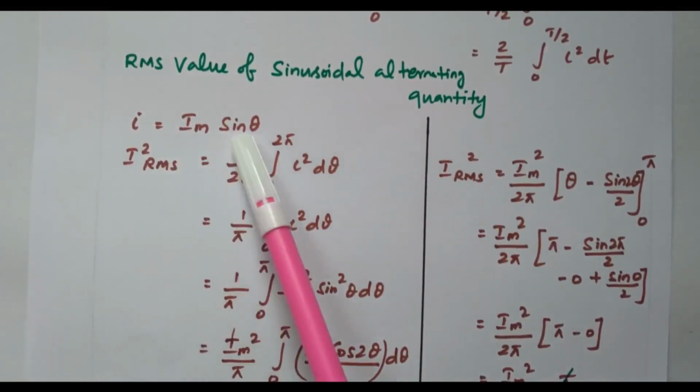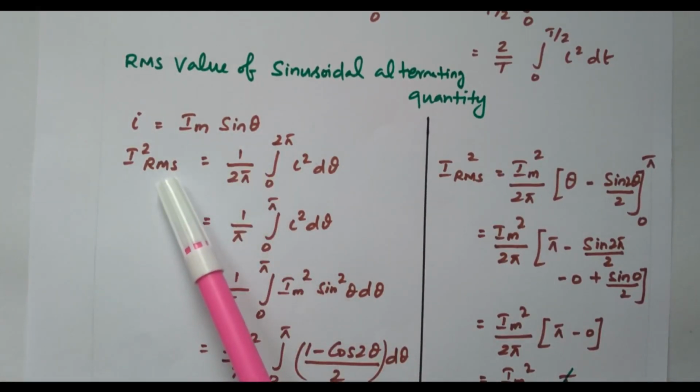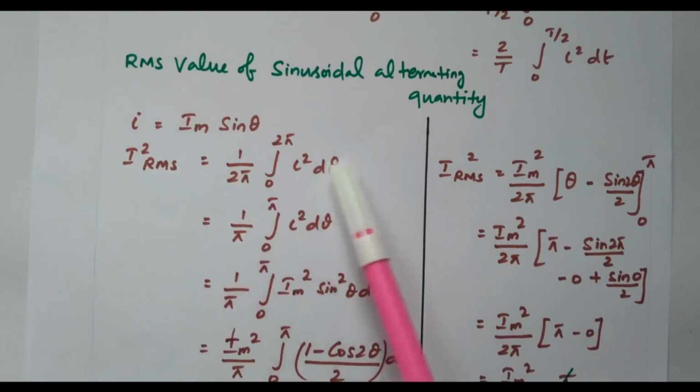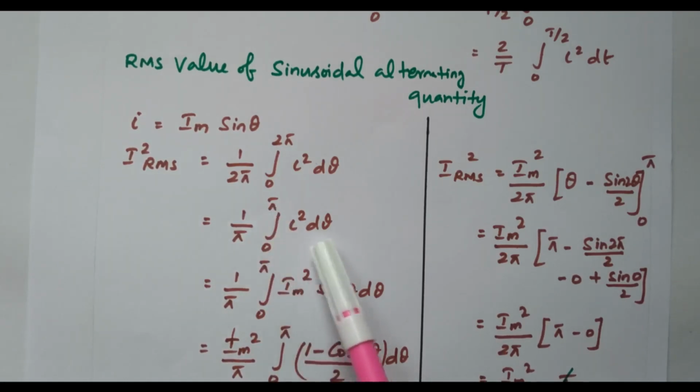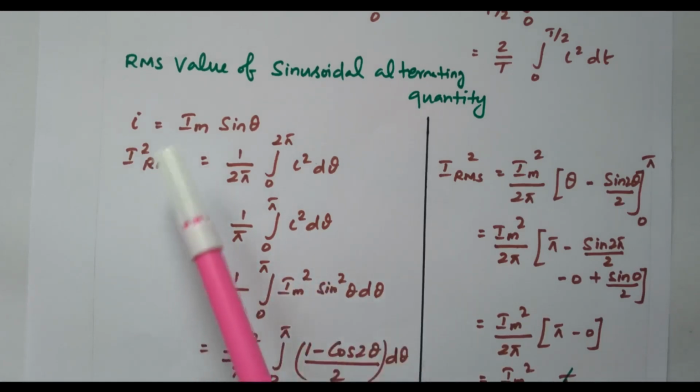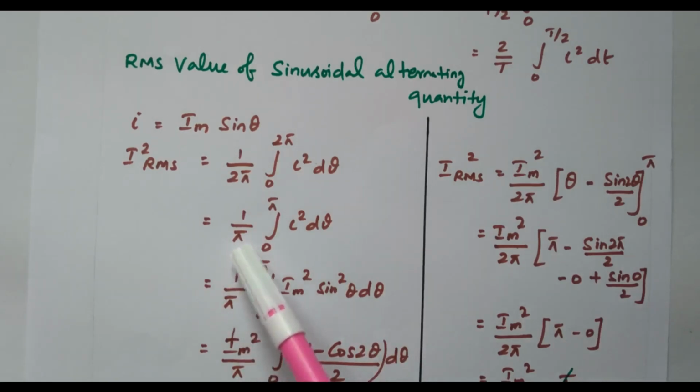So I equals Im sin theta. We already discussed. So I RMS square: here the square is done on both sides, so the negative becomes positive. 1 by 2 pi, integral 0 to 2 pi, I square d theta. But here only 1 by pi is enough, right, because it is a symmetrical value. So 1 by pi, integral 0 to pi, I square d theta. I square is Im square into sin square theta, d theta. Now we consider only the half cycle because it is symmetrical.